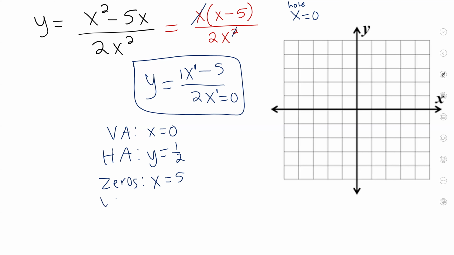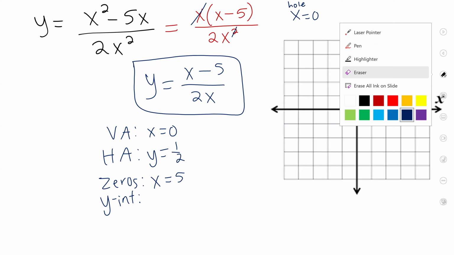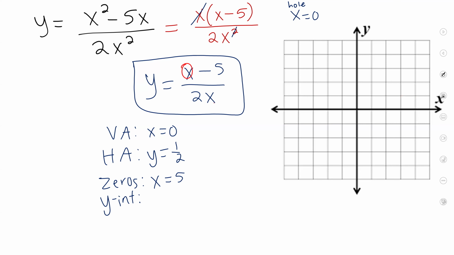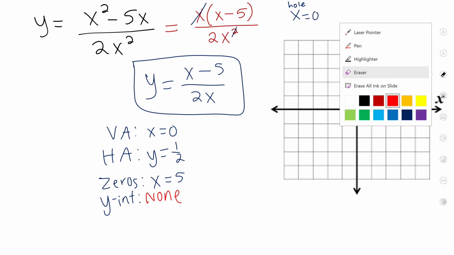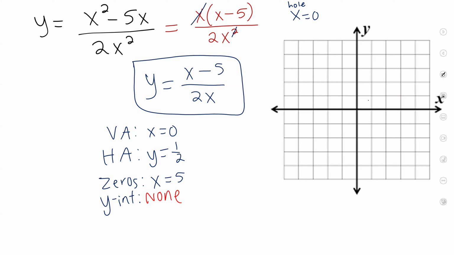Your y-intercept, you plug in zeros everywhere. So let's do that. You plug in a 0 here and you plug in a 0 here. But 2 times 0 is 0. You cannot have 0 in the denominator. So that means you do not have a y-intercept. Now, to find the x value of the hole, you would plug in a 0. And we got undefined again.